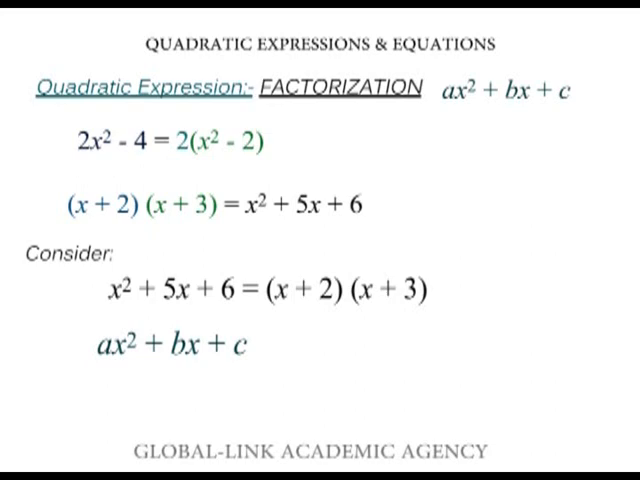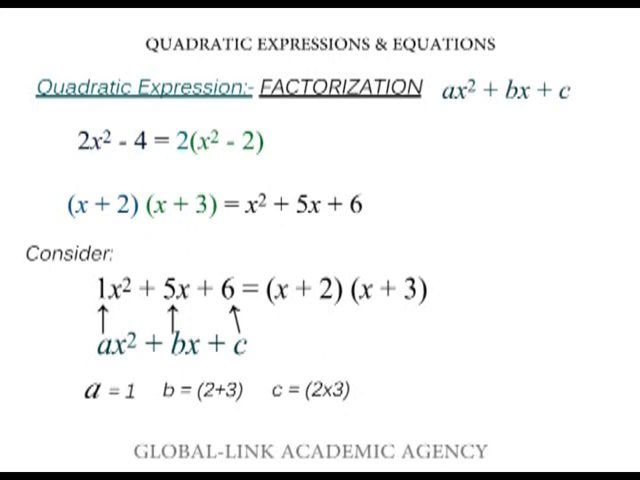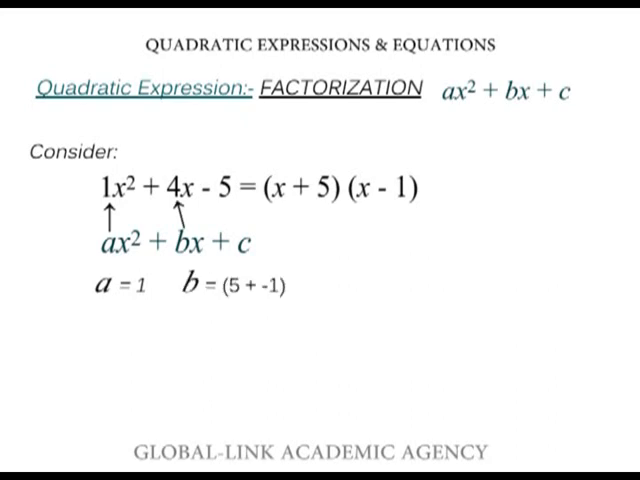1. Coefficient of x squared is 1. 2. Coefficient of x is 5, that is 2 + 3. The constant term is 6, that is 2 times 3. Taking another example, x squared + 4x - 5 is equal to (x + 5)(x - 1). The coefficient of x squared is 1. The coefficient of x is 4, that is 5 + (-1). The constant is -5, that is 5 times -1.